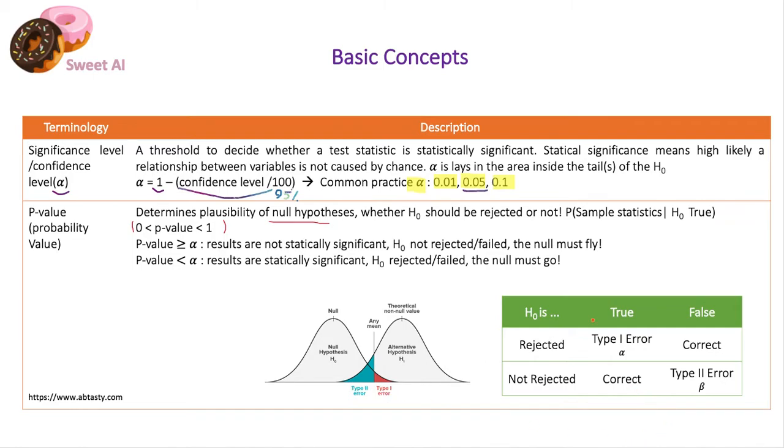And there are some errors that can happen. One of them is the type 1 error, which is when the null hypothesis is true, but we have rejected it by mistake. And the type 2 error is when the null hypothesis is false, but we failed to reject it. So this is the type 2 error, which can happen. And I have got these pictures from here.